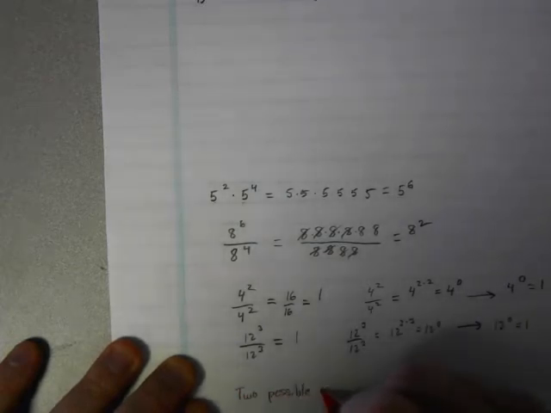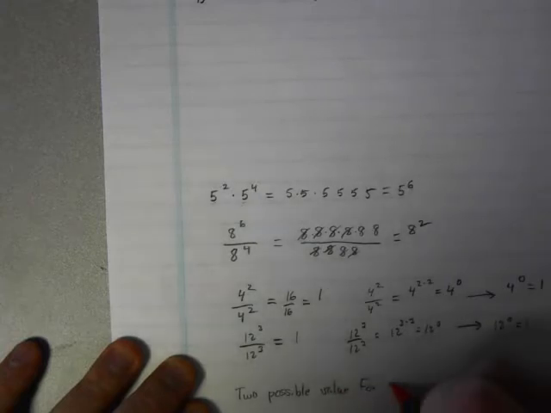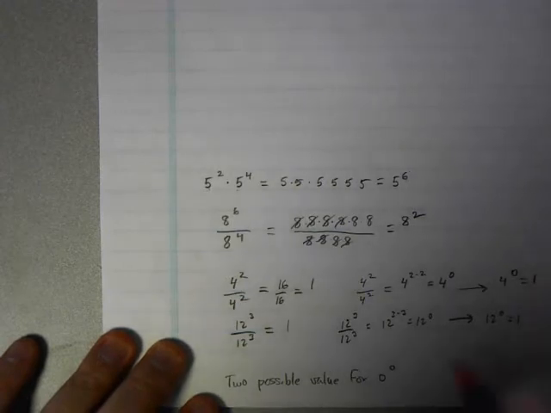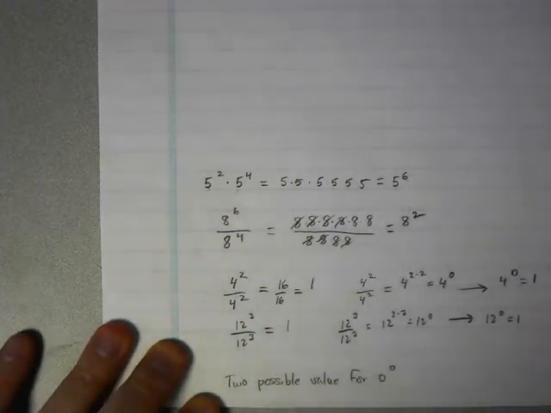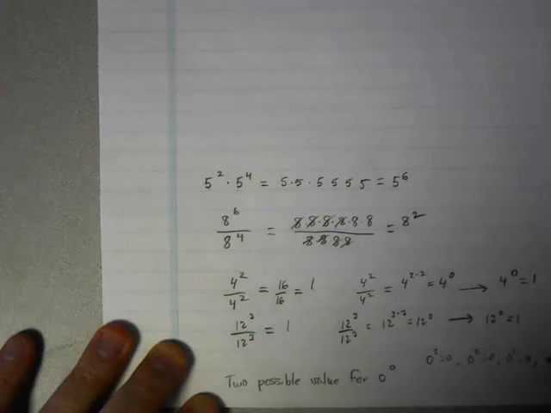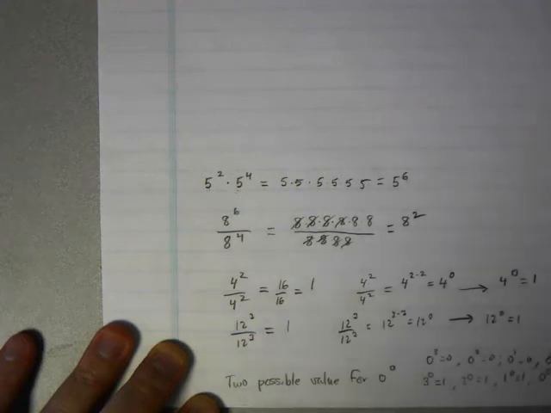There are two possible values for 0 to the 0. Basically, I could argue that 0 to the 0 should be 0, because I could say, well, 0 cubed is 0, 0 squared is 0, 0 to the 1 is 0, so it makes sense that 0 to the 0 should be 0. On the other hand, I could say 3 to the 0 equals 1, 2 to the 0 equals 1, 1 to the 0 equals 1, so it makes sense that 0 to the 0 should be 1.